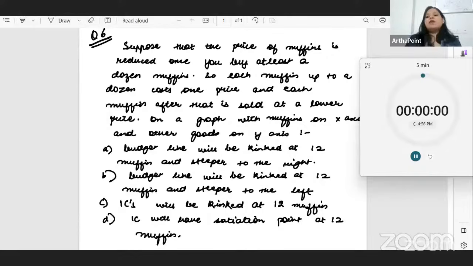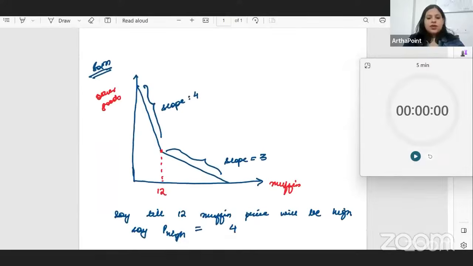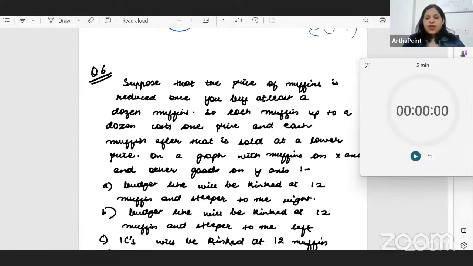Okay, time's up. Let's have a look at this question together. So for those of you who said B, let us have a look if that's the correct answer or not. Very simple, beta. We can just take some random prices and check. It says for the first 12 muffins, the price is high, and then the price becomes low. So let us say that for the first 12 muffins, each muffin comes at a price of, let's say, 4, and then later, each muffin comes at a price of, let's say, 3, right?